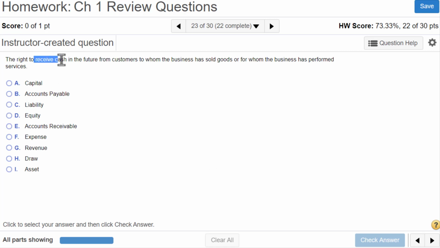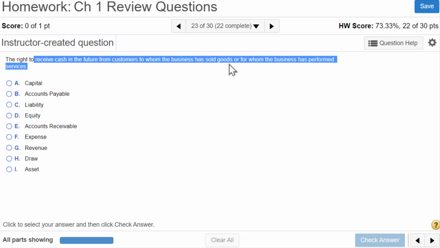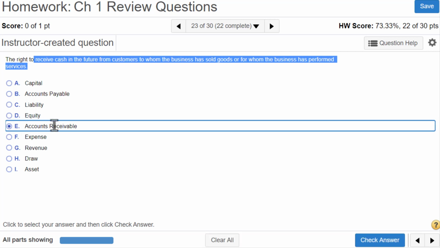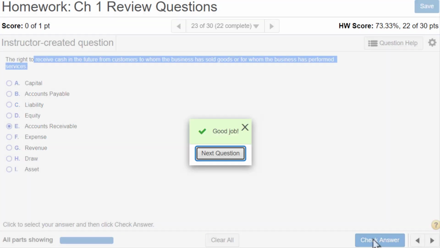What do you call the right to receive cash in the future from customers to whom the business has sold goods or for whom the business has performed services? So someone comes into your store and they buy a product or a service and they promise to pay you later. You need to keep a list of how much they owe you and who owes you that. So what account is that? That's accounts receivable, because you're hoping to receive that payment from the customer in the future, and that's an asset.